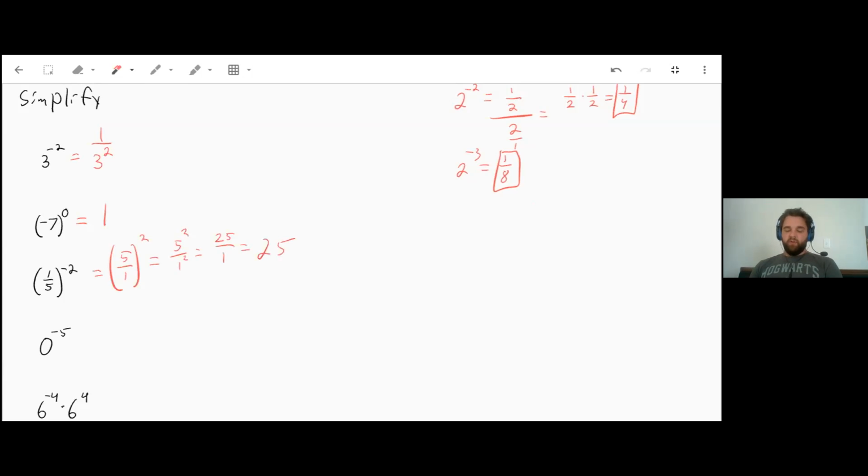Now, 0 to the negative 5th. Well, 0 is the same as 0 to the first, so when we take the reciprocal of that, we're going to get 1 over 0 to the 5th. But we can't divide by 0. Even in fractions, when we're taking the reciprocals, we can never divide by 0. So this one has no solution, because we can't have 0 in the denominator.